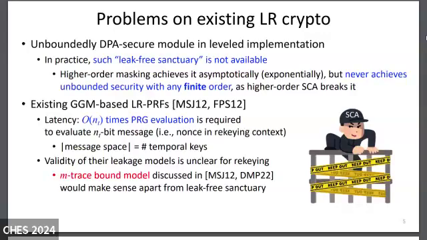In addition, two LRPRFs have been proposed in CHES 2012, which may be suitable for leaking usage. However, they also have some limitation in absorbing a sufficient length of message. It is a severe limitation in leaking usage. In addition, the security of the LRPRF and the leakage is proven based on their leakage models, but the validity of their leakage model is unclear for leaking. While some literature discusses a bounded attacker model instead of unbounded security.